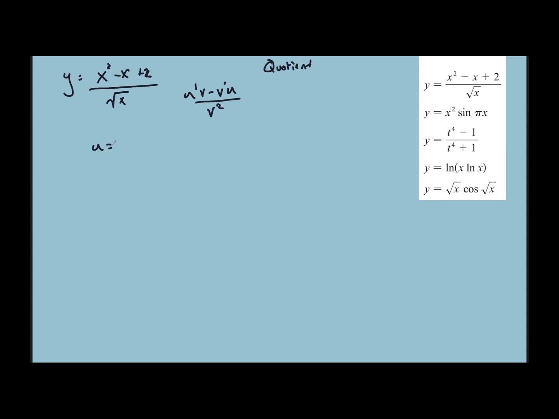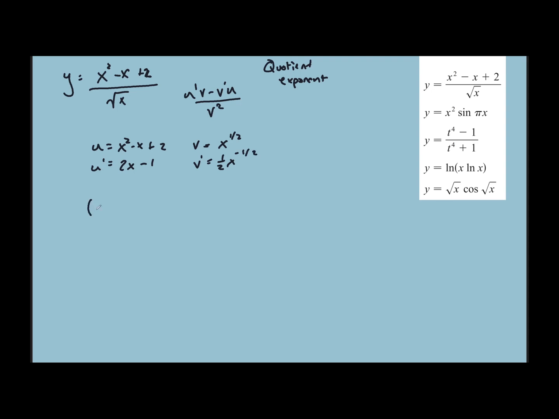So our u is equal to x squared minus x plus 2. U prime, that's an exponent rule, is going to be 2x minus 1. So I'll just write exponent here to remember that. V is x to the 1/2. That's the square root of x. And that means v prime is going to be 1/2 x to the negative 1/2, exponent rule there.